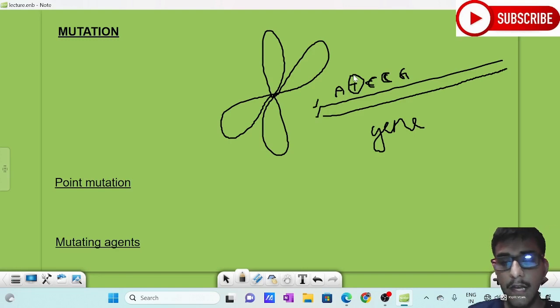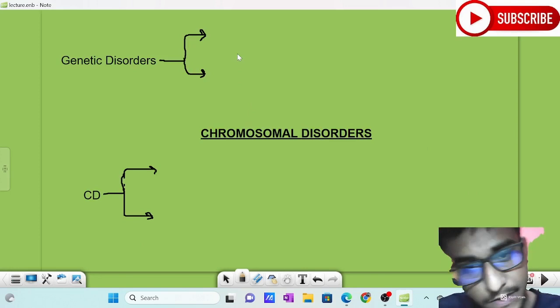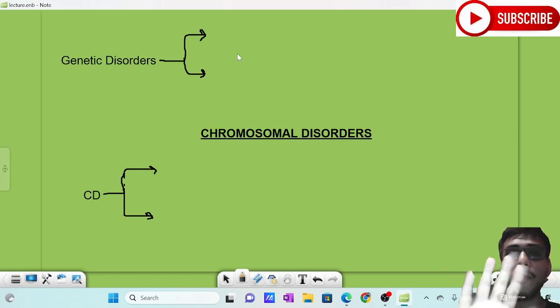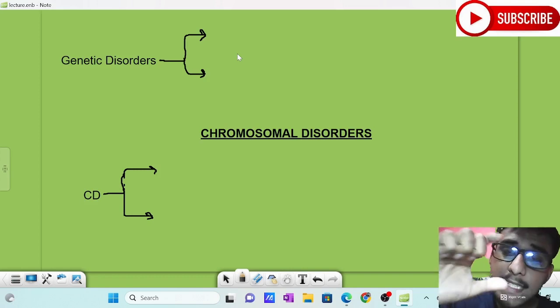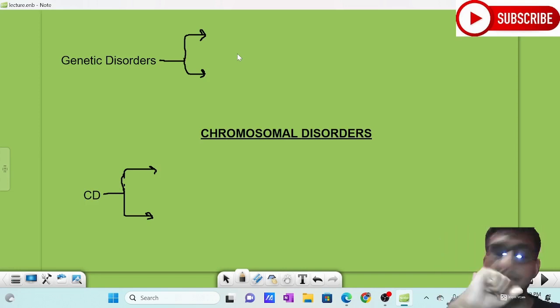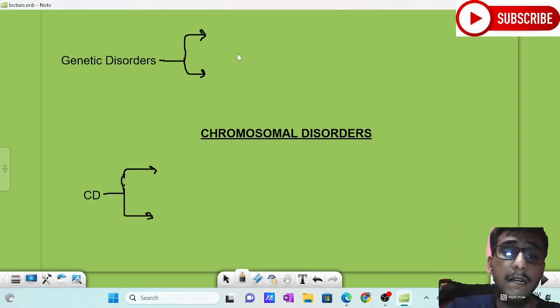Now we are going to the next part, which is genetic disorders. A very easy topic, genetic disorders. In this topic, you just need to understand what the disease is, what the disease condition is. You need to understand the symptoms of the disease and when this disease will occur. Then this portion will be easy for you.